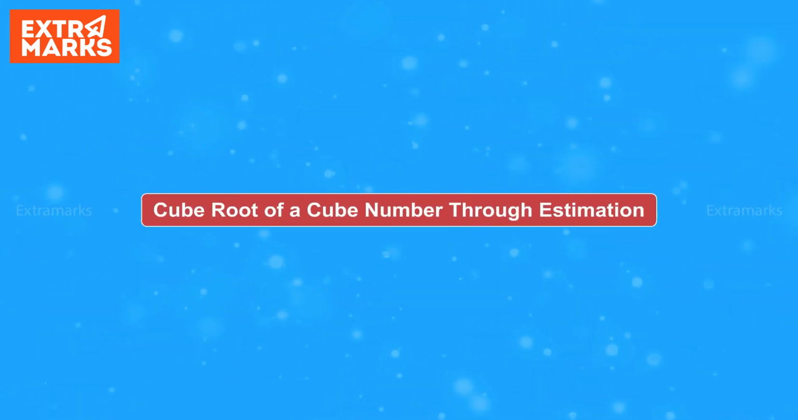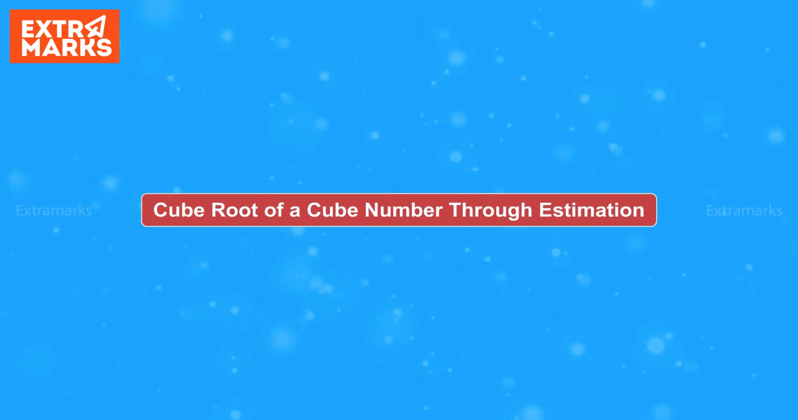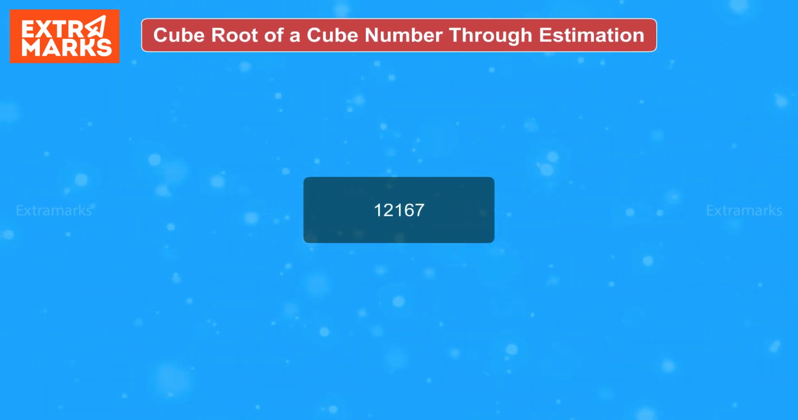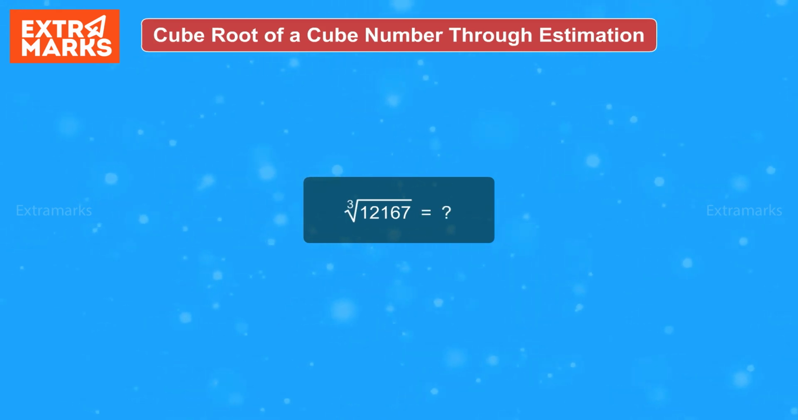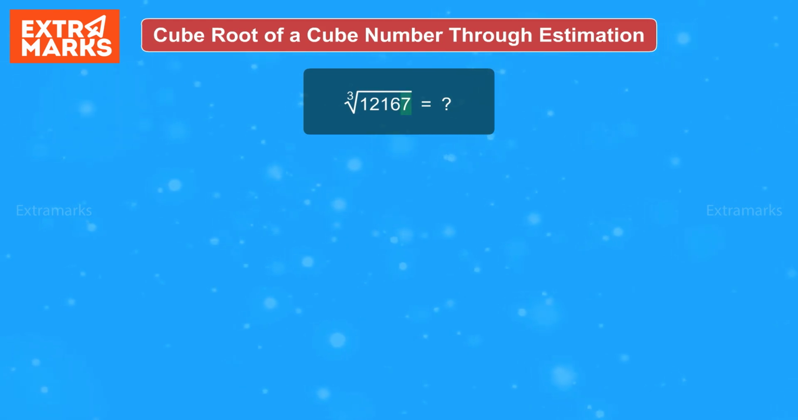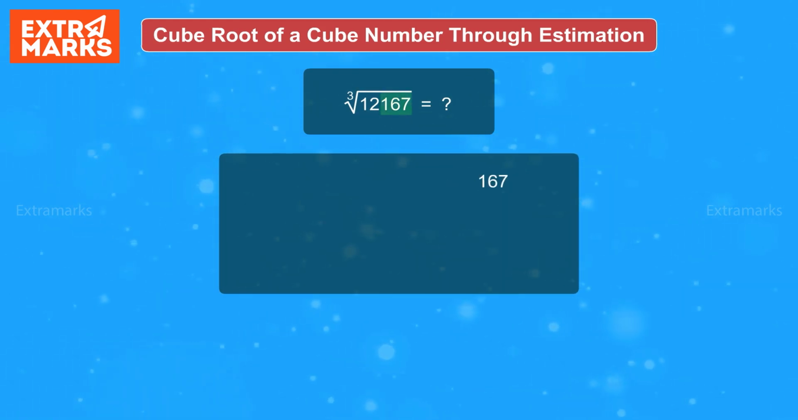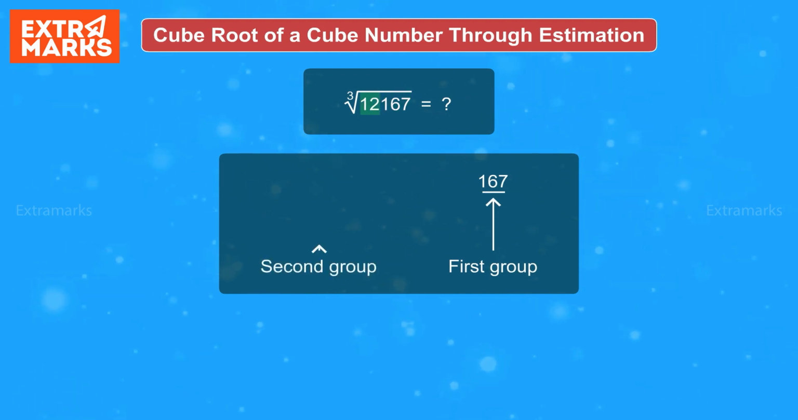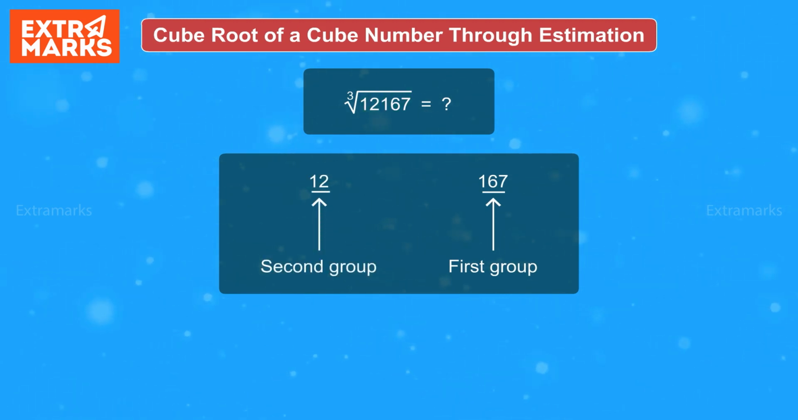Let's see another method to find the cube root of a cube number. Consider a cube number, say 12,167. We have to find its cube root through estimation. Step 1. Starting from the rightmost digit of the number, make groups of 3 digits. In this case, the first group has 3 digits, whereas the second group has 2 digits. Step 2. Take the first group 167. It will give you the ones place of the required cube root.